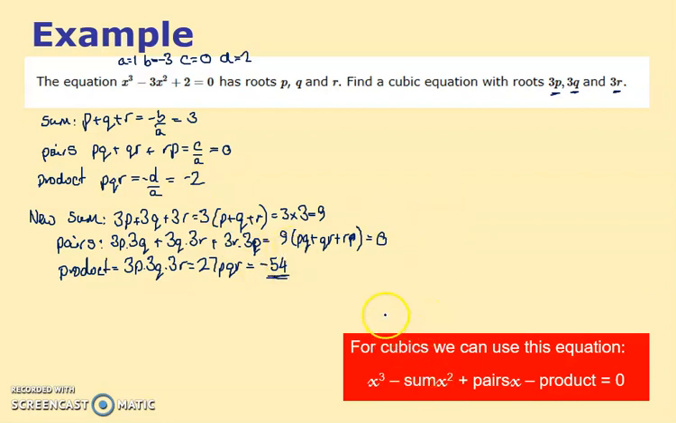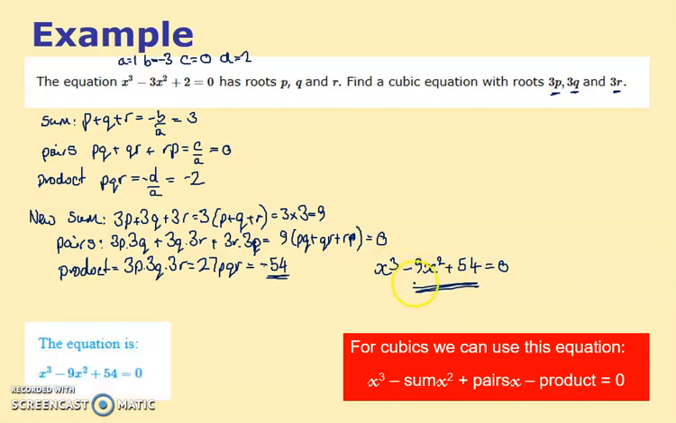But of course, now we've got this, we can chuck it into our equation. x cubed minus the sum of x squared. The sum is 9. Minus 9x squared. Plus the pairs. Well, actually, it's none, because that was none there. And then minus the product. Luckily, I've got the minus 54. That's minus a minus, so it's plus 54 equals 0. I think, actually, that's the answer. No adjustment required. That is right.